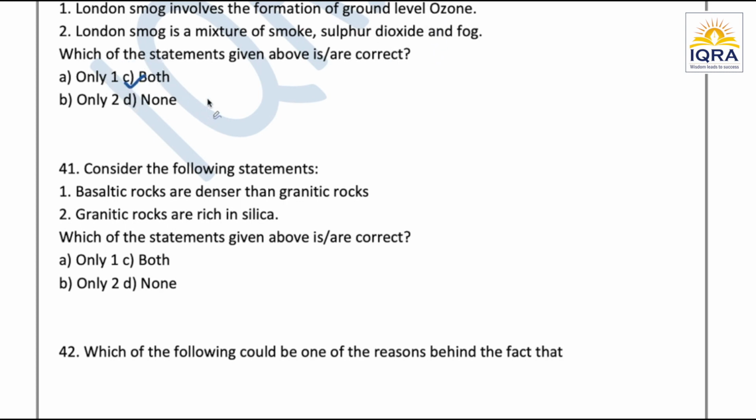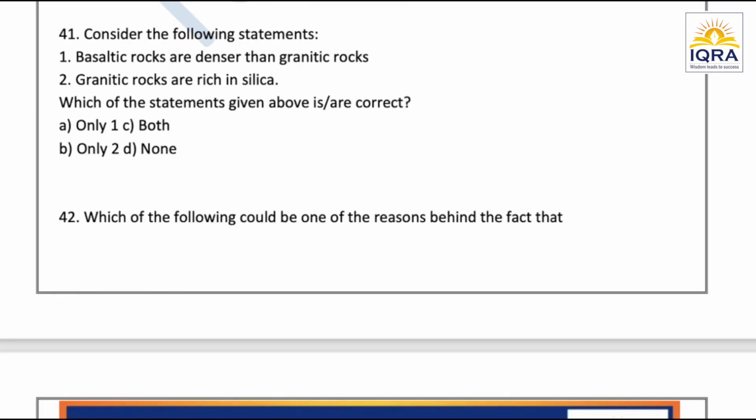I'll tell you. See, sulfurous smog is also called London smog. ठीक है, क्योंकि it was first formed in London, तो हम London smog बोल देते हैं. And sulfurous smog result from the high concentration of sulfur oxide in the air. So statement 1 is correct. Statement 2 is also correct. Hence option C becomes the correct answer of question number 40. Moving on to the next question.